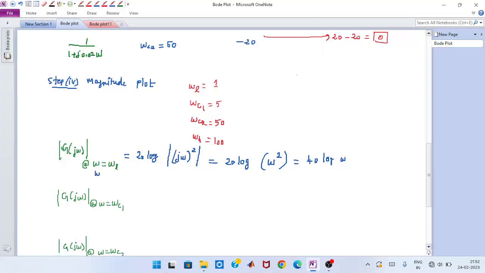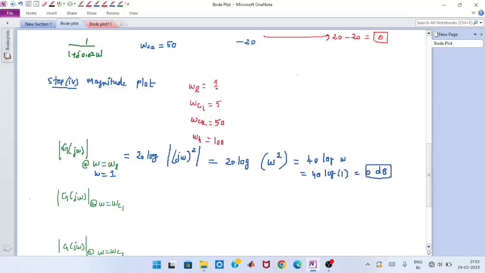L. Tell me guys, what is the value of omega L? Here I have assumed omega L equal to 1. So I am going to substitute omega equal to 1. So let me substitute 40 log 1. So what is the value of log 1? It is 0. 40 into 0 is 0 dB only. So you can verify it.